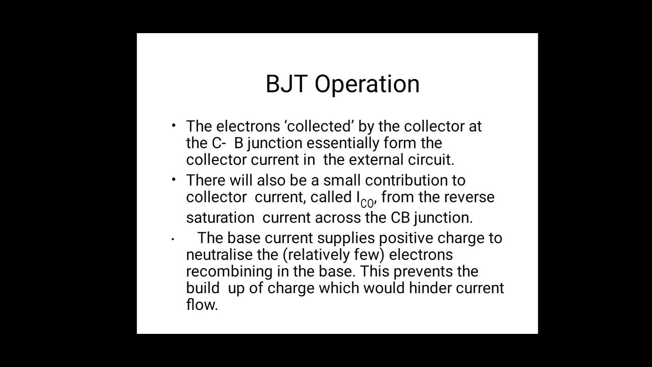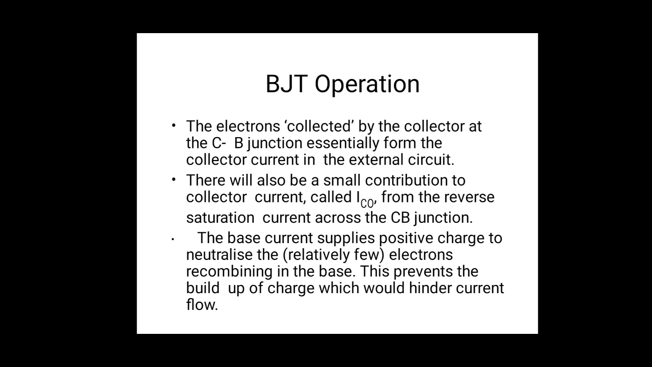Next one, the electrons collected from the collector at the CB junction essentially form the collector current in the external circuit. So there will be a small contribution to the collector current called ICO from the reverse saturation current across the CB junction.